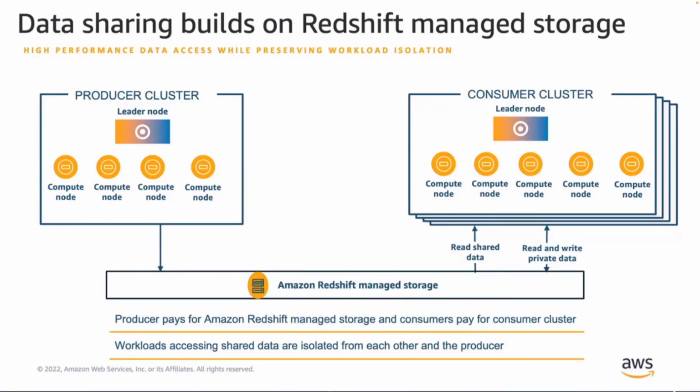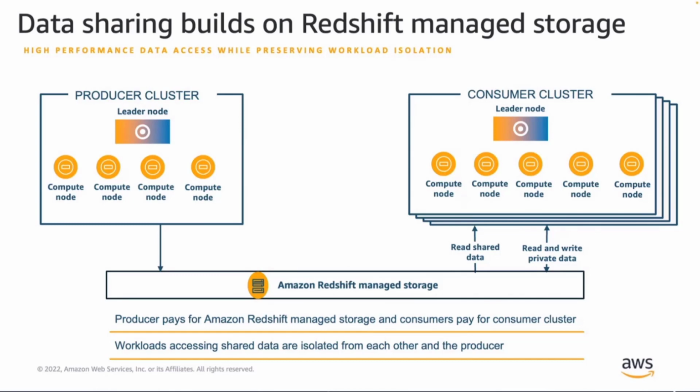Now, in this picture, you can see we have a producer cluster on the left, which is sharing some objects with the consumer cluster on the right. The data is stored in the Redshift managed storage layer. When the consumer cluster is running queries on the shared object, the compute from the consumer cluster is being used, but the whole data access is happening through the managed storage layer, so there is no impact on the producer cluster. The producer and consumer clusters are regular Redshift clusters.